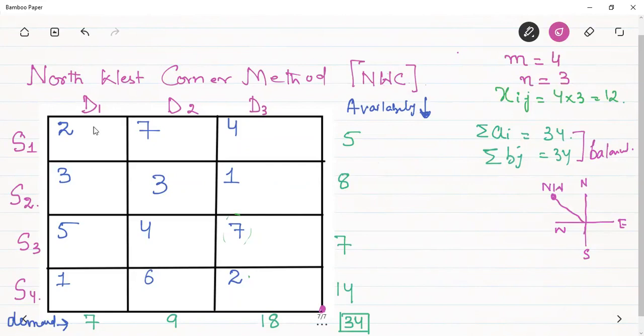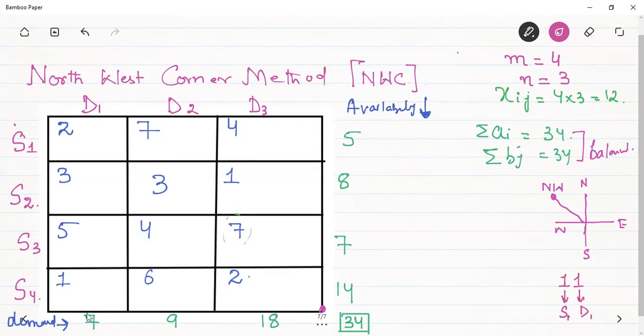ठीक है? अगर हम इसी सेल की बात करते हैं, this cell corresponds to source 1. This is the cell 1 1. Okay, you can see that this is the cell 1 1. It corresponds to source 1 and it corresponds to destination 1. Source 1, destination 1. तो बेटा मुझे बताइए source 1 की availability कितनी है? 5 ये दे सकता कितना है? It can give 5 units.